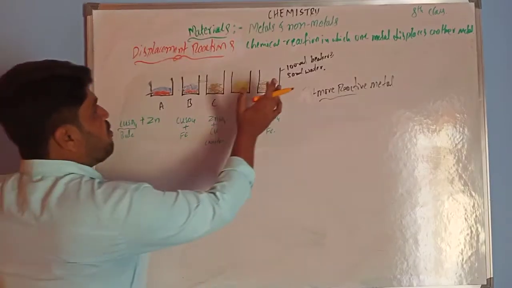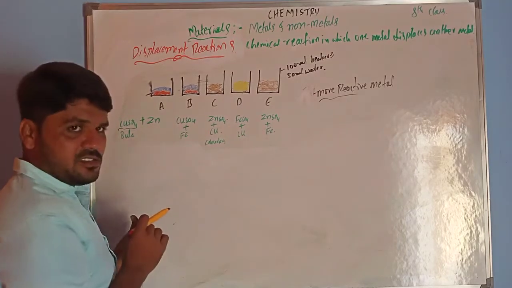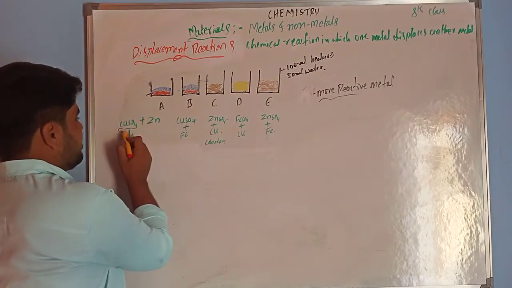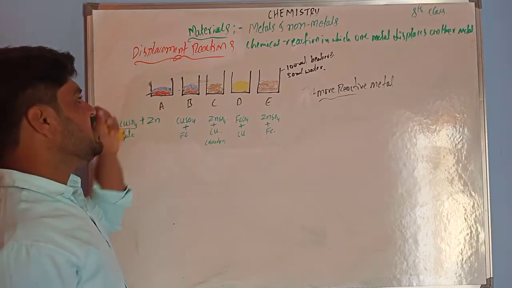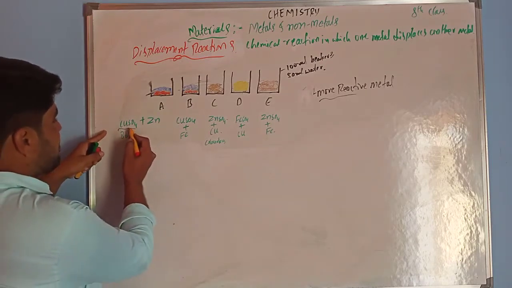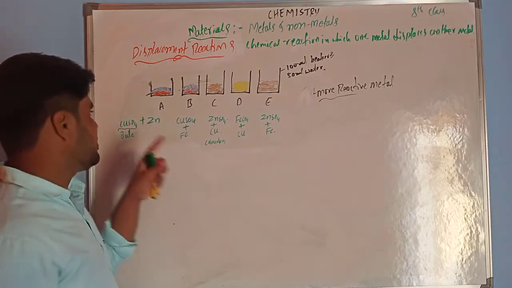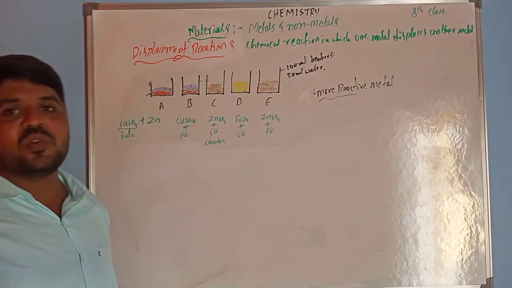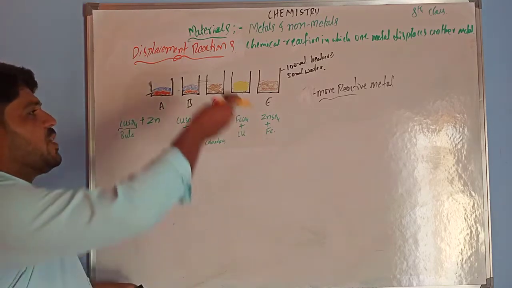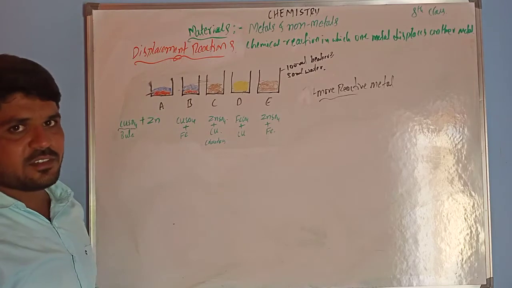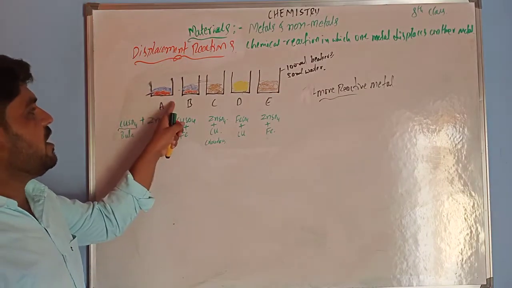For this water, I am going to add corresponding chemicals. The chemicals are like this. Beaker A contains copper sulfate and zinc mixture. Aqueous copper sulfate is blue in color. Water is already there, and copper sulfate crystals are added for A and B.